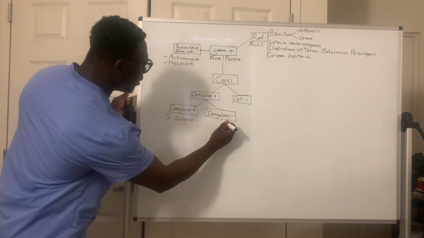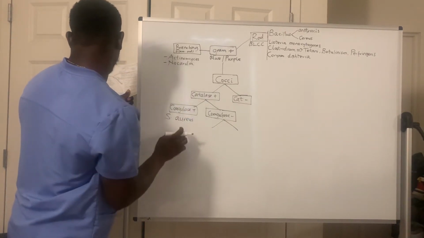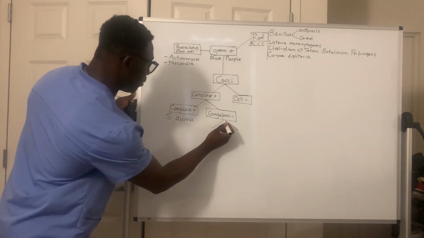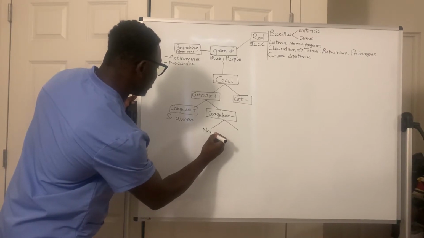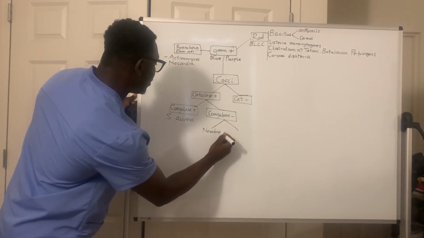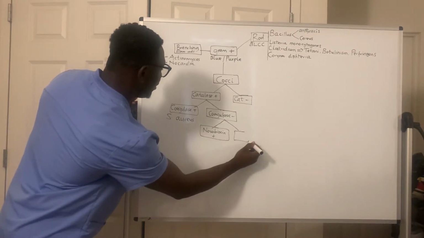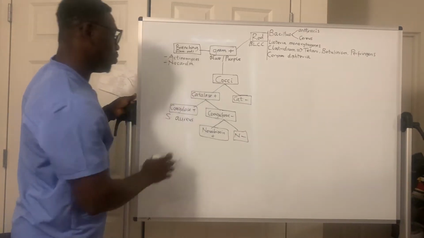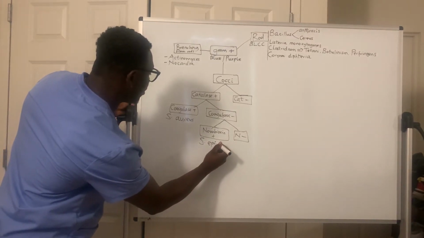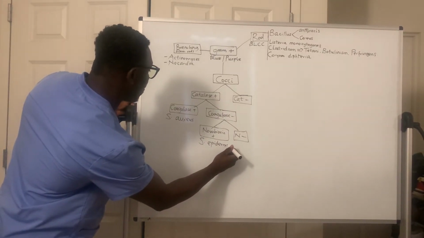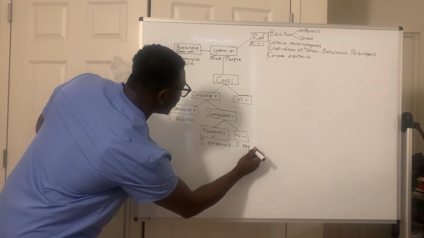And then under coagulase negative, we can also subdivide this, based on novobiocin. So we have novobiocin sensitive and novobiocin resistant. For novobiocin sensitive, we have S. epidermidis. And for novobiocin resistant, we have S. saprophyticus.